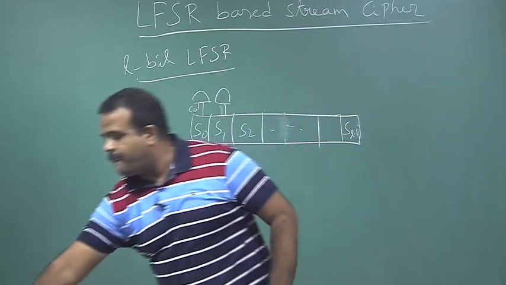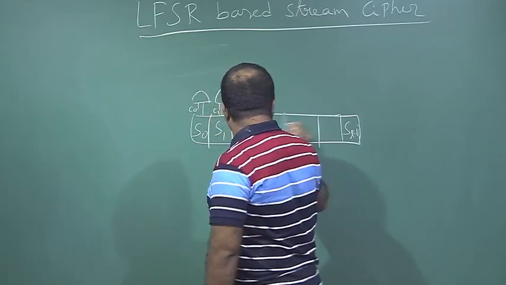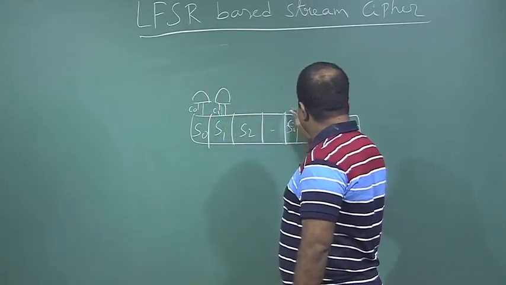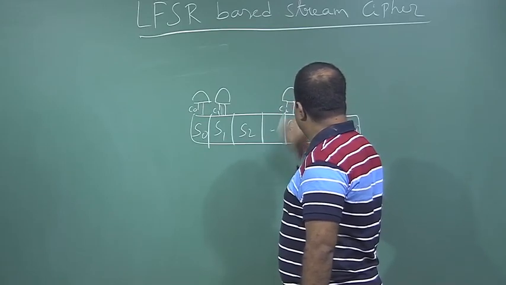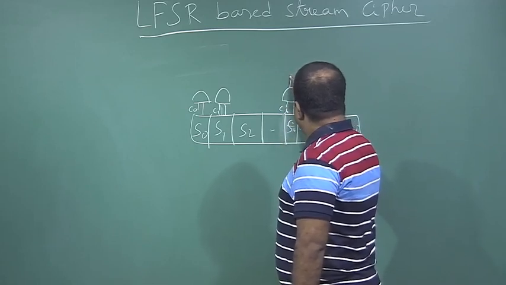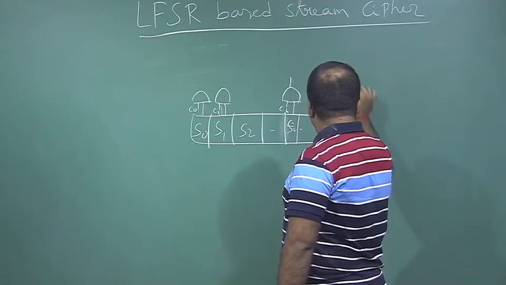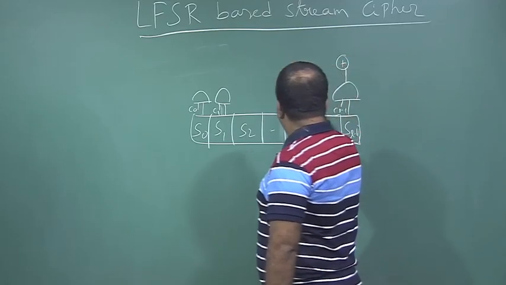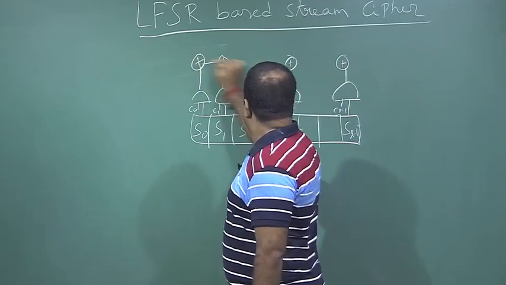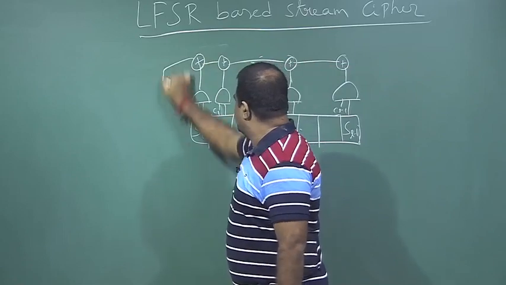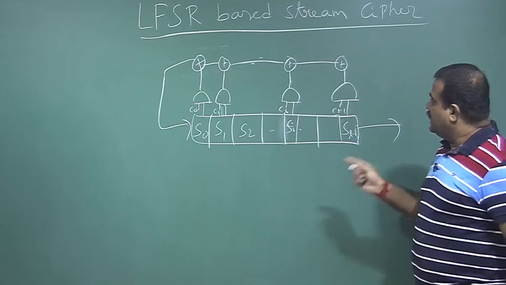This is C1 like this. So, if this is Si, then we have Si going in and we have Ci. These Cis are either 0 or 1, like this. So, this is basically C L minus 1. These are all XORed together, and this is coming out. So, this is a typical L bit LFSR.